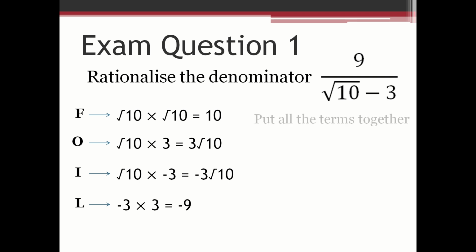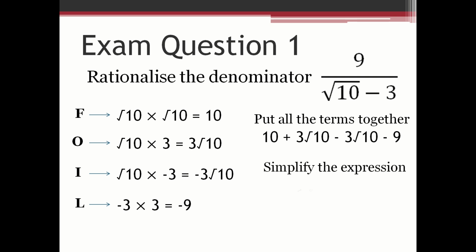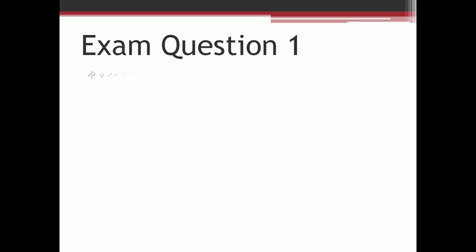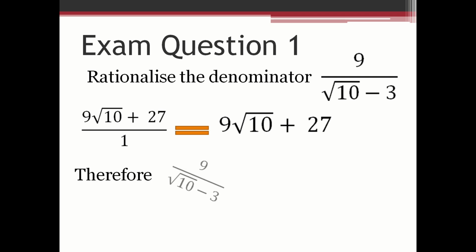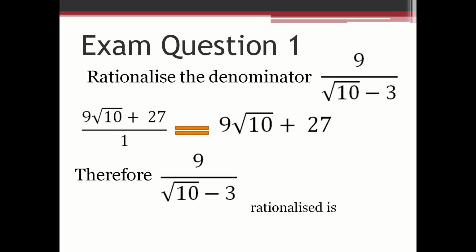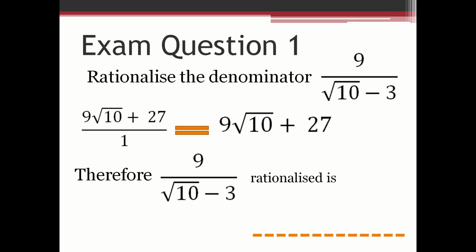So we put all the terms together. 10 plus 3 square root 10 minus 3 square root 10 minus 9. Then you simplify the expression to get 10 minus 9 is equal to 1. So 1 will be the denominator. So now the fraction looks like this: 9 square root 10 plus 27 over 1, which is equal to 9 square root 10 plus 27. Therefore, 9 over square root 10 minus 3 rationalized is 9 square root 10 plus 27.